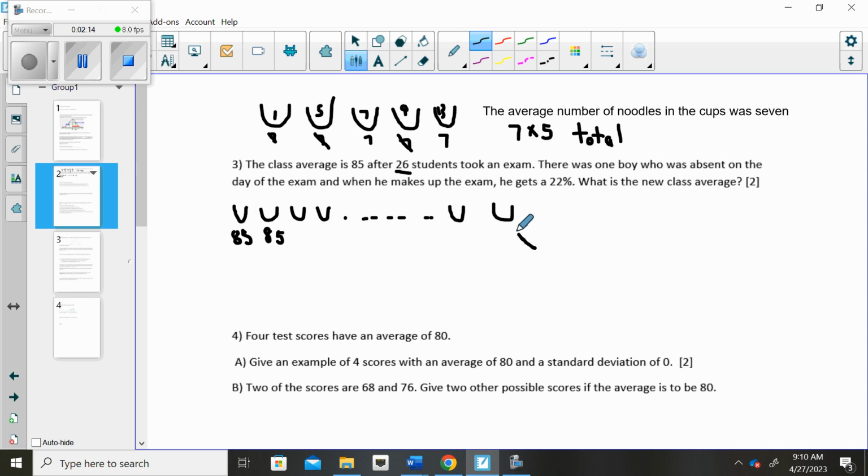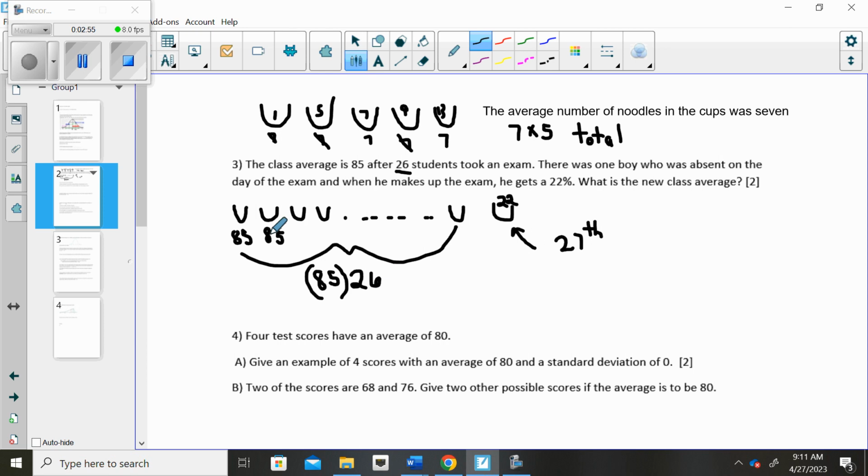Okay, and then finally we get this last cup, right? Our 27th student. Okay, and our 27th student, in his cup or her cup, we only have 22 points. Okay, so amongst these 26 cups, I'm sure not every single student got an 85, although it's possible. However, if we were to find the total number of points in those 26 cups, the total number of points would be this.